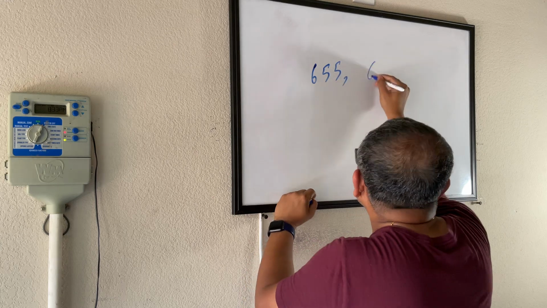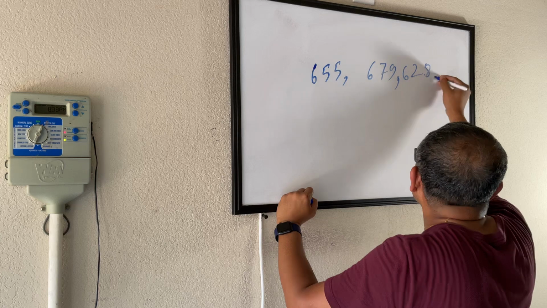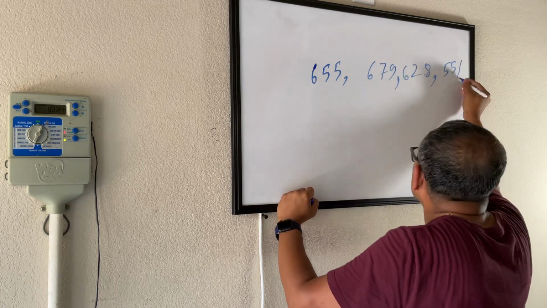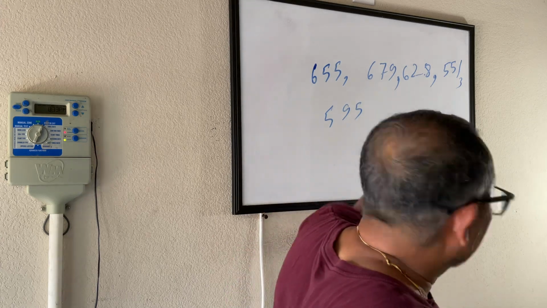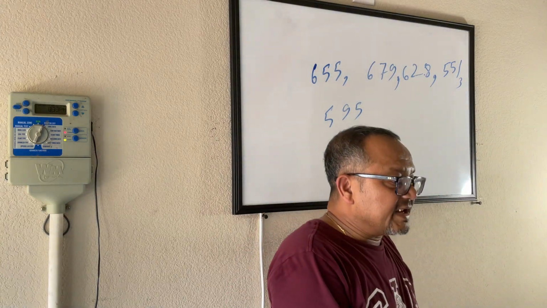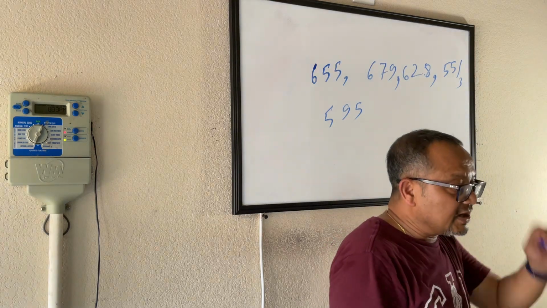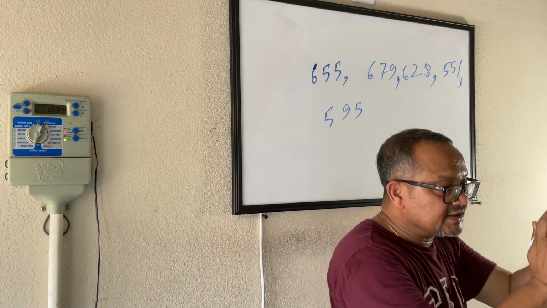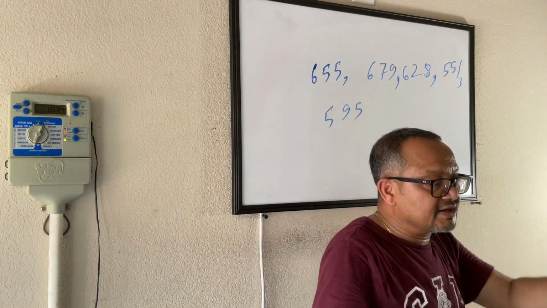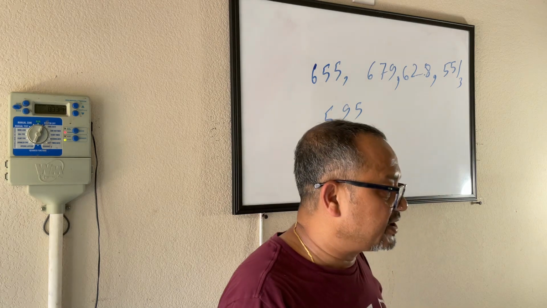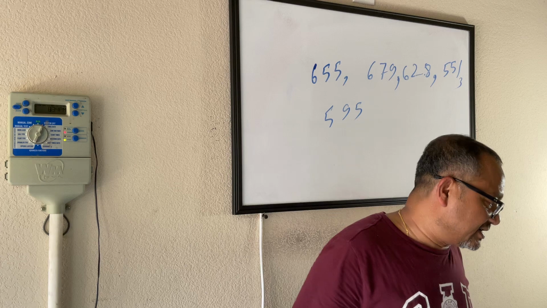655, 679, 628, 551, 595 as 5 numbers, and we are being given a task of ordering them such that we put the smallest number first, then the number bigger than this, then the number bigger than this, then the number bigger than that, and then the biggest number at the end. Can somebody try doing it? And how would you do it? Put some method to the madness.